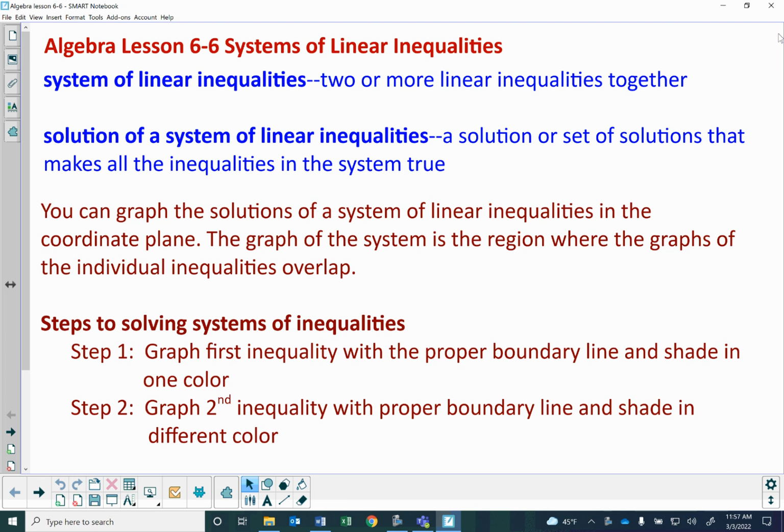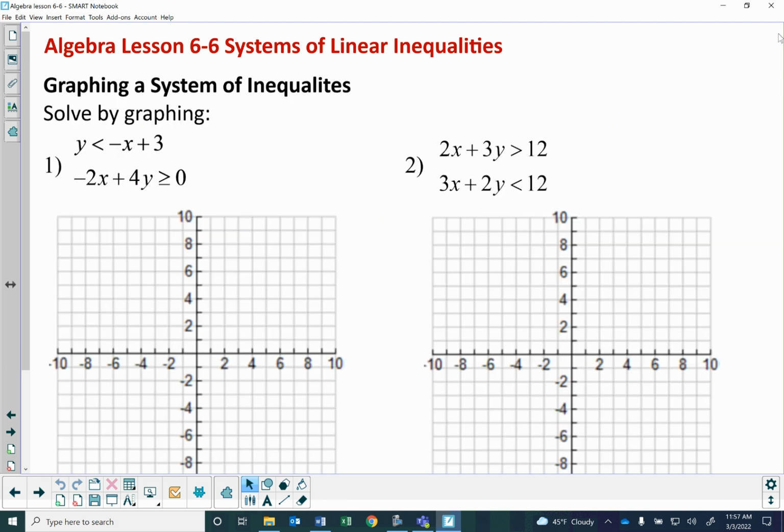So when you're going to solve a system of inequalities, the first thing you're going to do is graph your first inequality with the proper boundary line and shade it in one specific color. Then you will graph your second inequality with its proper boundary line and shade it in a different color. When those two colors overlap, then you will have your solution to your system. Let's take a look at a couple of systems here.